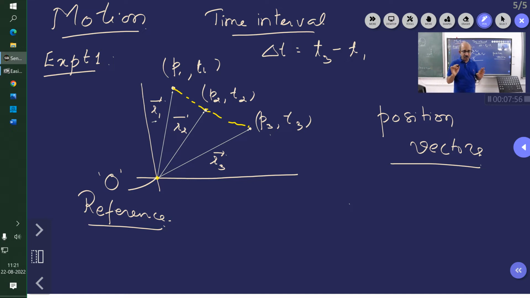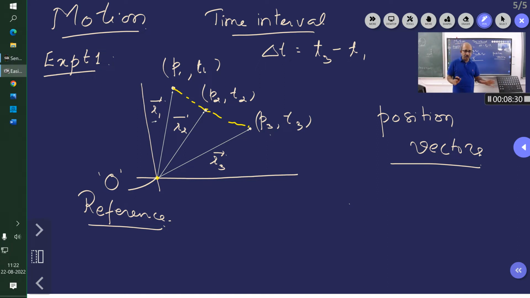So the definition for motion now is that a body is said to be in motion during a time interval delta t, with respect to a fixed point called the reference point, if it occupies different positions at different instants of time. I hope the motion is now very well defined. Okay, students? Fine. So this was our experiment number 1. Thank you.